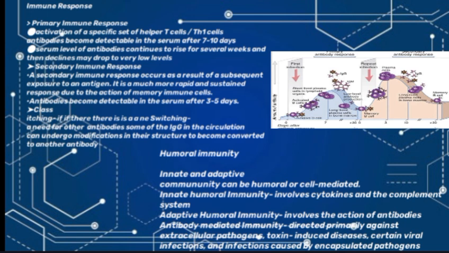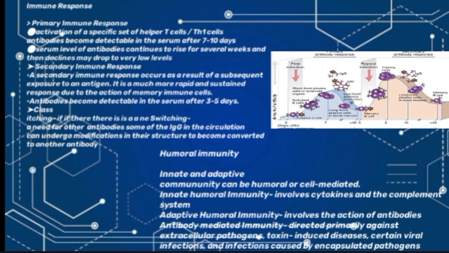However, if there is a need for other antibodies, some of the IgG in the circulation can undergo modification in their structure to become converted to another antibody. That process is called class switching. Lastly, we have the humoral immunity. Innate and adaptive immunity can be humoral or cell-mediated.